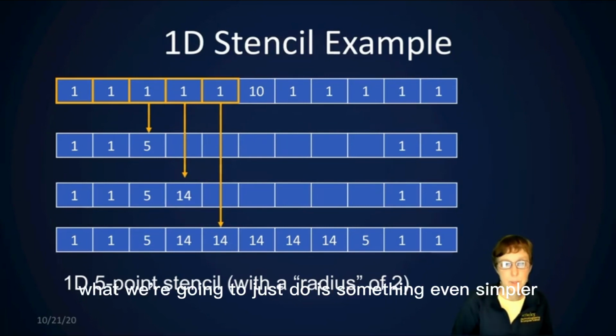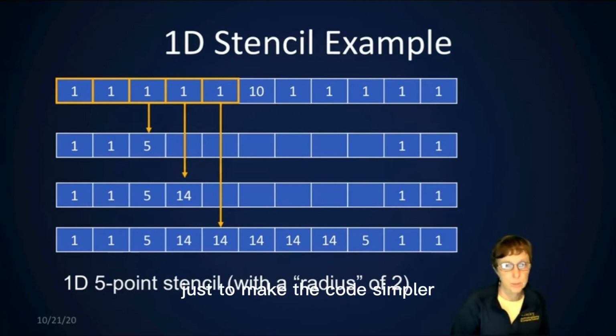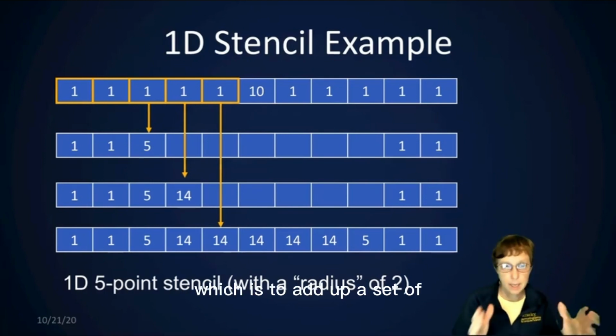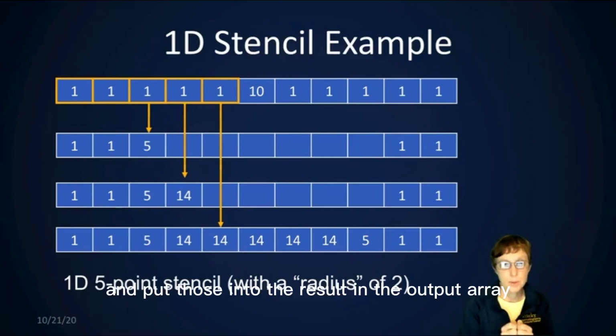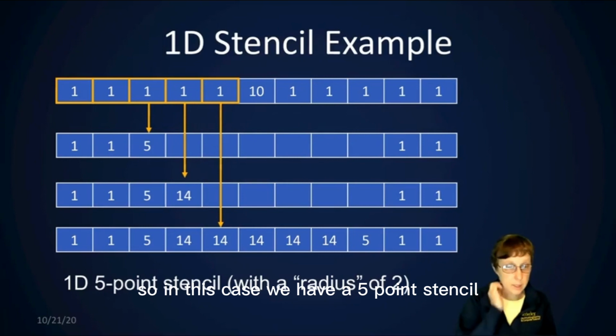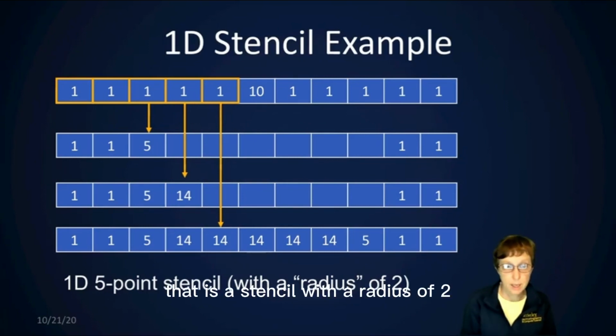What we're going to do is something even simpler, just to make the code simpler, which is to add up a set of elements within one array and put those into the result in the output array. So in this case, we have a 5-point stencil. And another way of saying that is it's a stencil with a radius of 2.